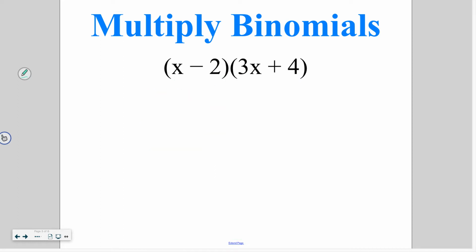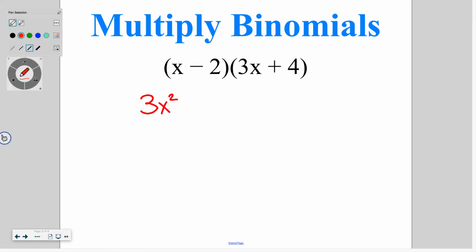Another example of this, we've got x minus 2 times 3x plus 4. Again, I'm going to do my first multiplication, which is x times 3x. That's going to give me 3x squared. Then I'm going to do outside, which is x times 4, giving me plus 4x. Then I'm going to multiply my insides, which is negative 2 times 3x, giving me negative 6x. And I'm going to finish that out by doing negative 2 times 4, which gives me negative 8.